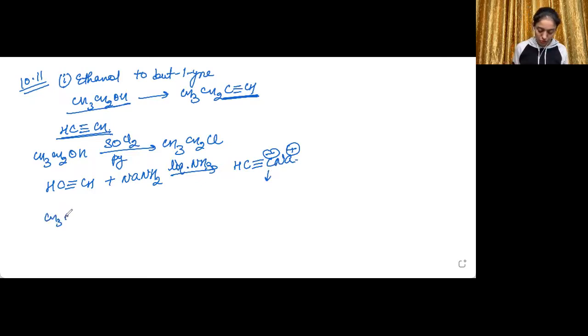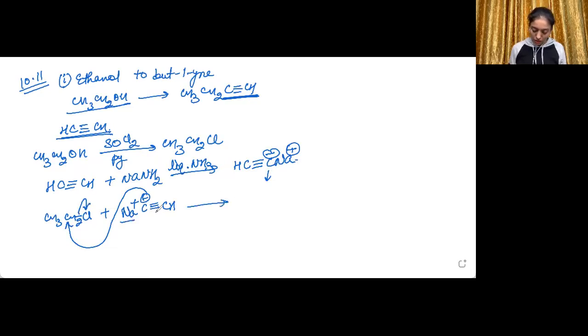So CH3CH2Cl plus, I'm just writing it like this so that you can understand it better. This nucleophile will attack the carbon which is directly attached to the halogen and the halogen will leave as Cl negative and combine with Na positive, and the rest of the molecule leads to the formation of the desired product. We have reached what we needed to prepare. Okay, hope this is clear.